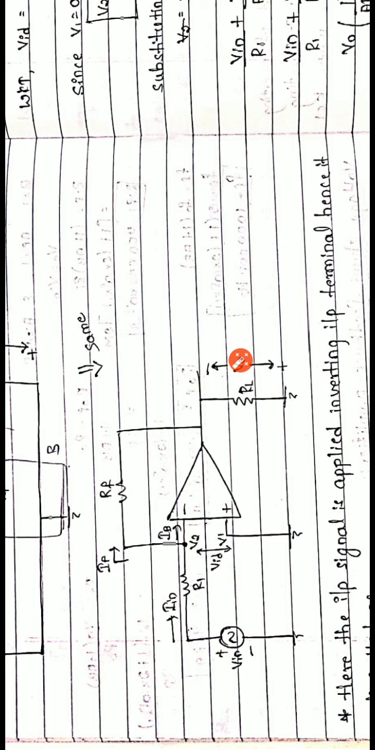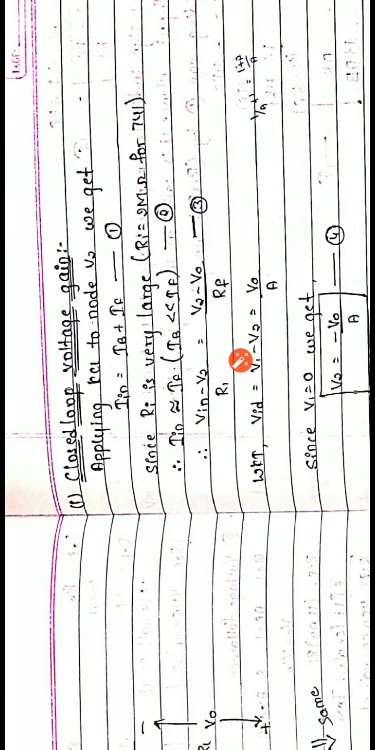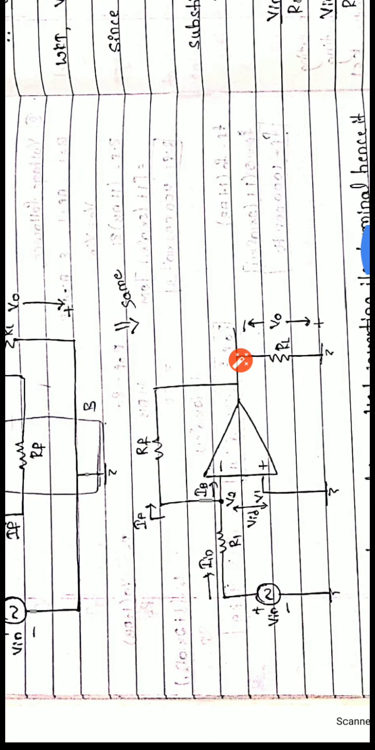Now we will go through the parameters one by one. The first one is closed loop voltage gain, so we have to find the voltage gain. Closed loop voltage gain is V0 divided by Vin. Open loop voltage gain is V0 divided by Vid, where Vid is nothing but V1 minus V2, where V1 is directly connected to ground.